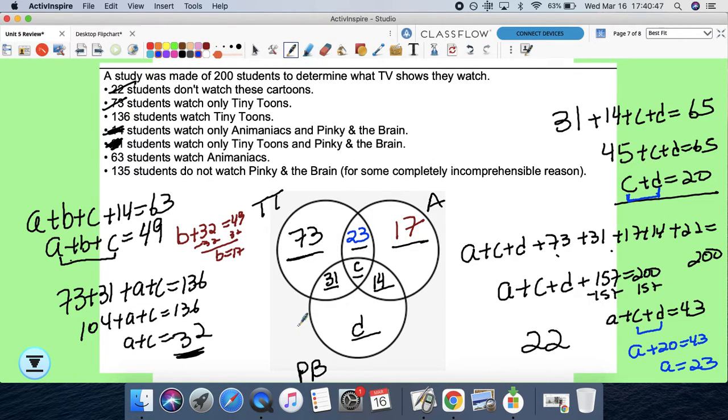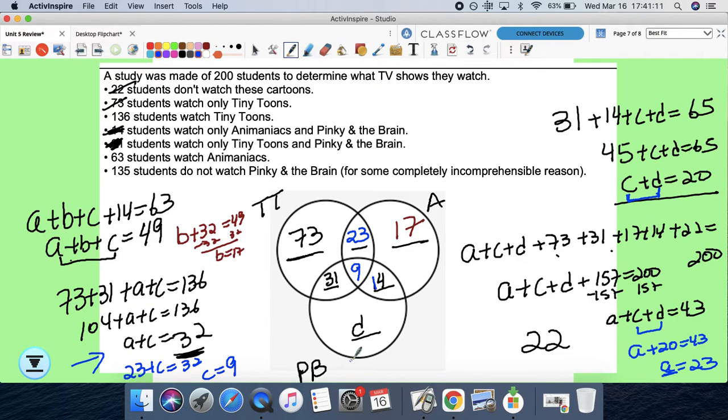Can I find out what C is now? I know what A is. So if I go back here to this equation, I can replace the A with 23. So I'm going to get 23 plus C equals 32. If I subtract 23 from each side, I get C equals 9. Go down, C equals 9.